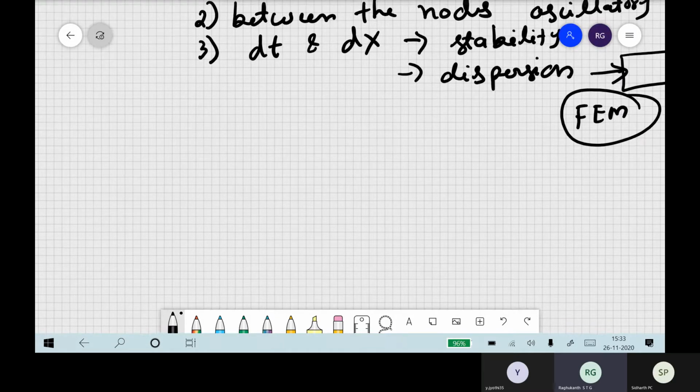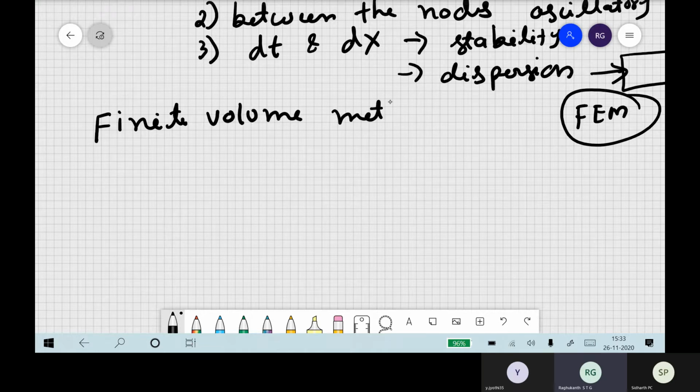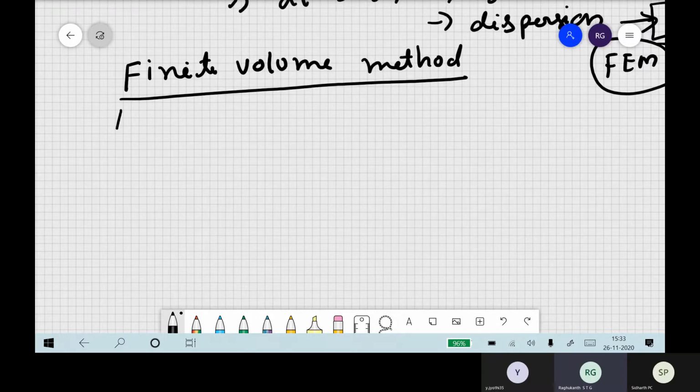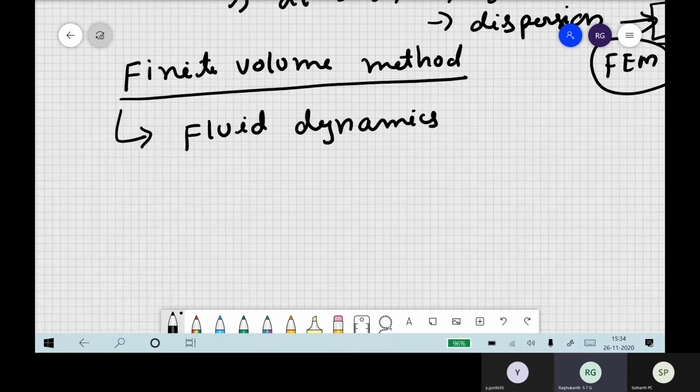So now we will go to another method which is also widely popular and widely used in practice. That is the finite volume method. This is also a very important thing, and generally everybody uses finite volume for fluid dynamics. Generally for fluid problems, computational fluid dynamics, this finite volume method is widely used.